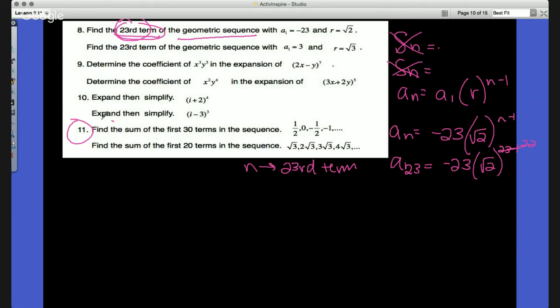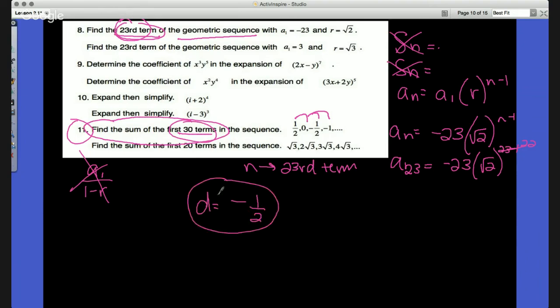Again, it says find the sum of the first 30 terms. Now, it is a finite number, so we know the geometric infinite formula, a1 over 1 minus r, cannot be used because we have a finite number. What is tricky is noting whether it is geometric or arithmetic. As I go from one term to the next, I notice that I'm continually subtracting by 1/2, making this a common difference. Well, what has a common difference? None other than my arithmetic sequence.